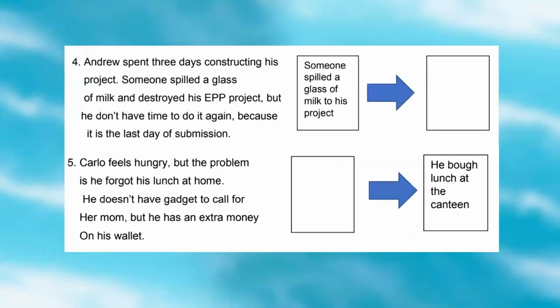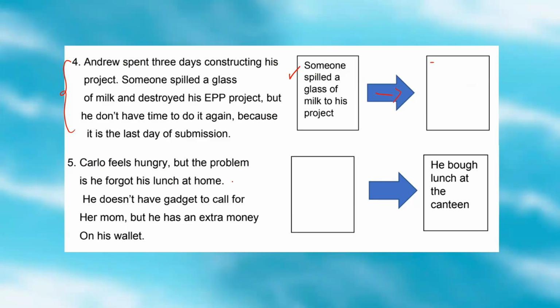Let's go to number 4. Andrew spent 3 days constructing his project. Pinagsikapan niya. Someone spilled a glass of milk and destroyed his EPP project. But he doesn't have time to do it again because it is the last day of submission. So we have here someone spilled a glass of milk to his project. This is our problem. What should he do? Remember, in some scenarios or situations, we might not have the solution, but we can provide the solution. So what do you think should Andrew do? Write it down here.